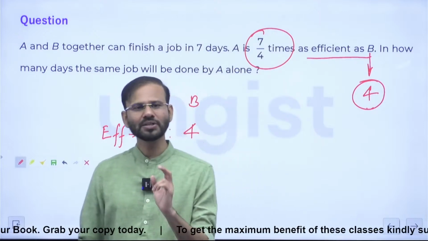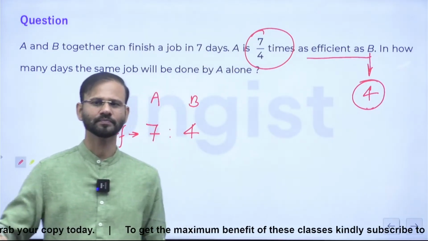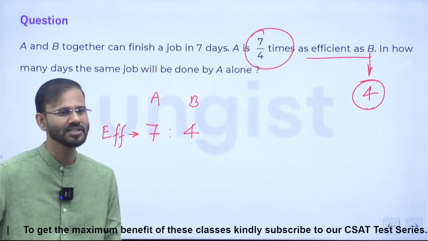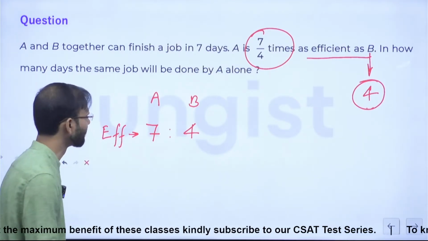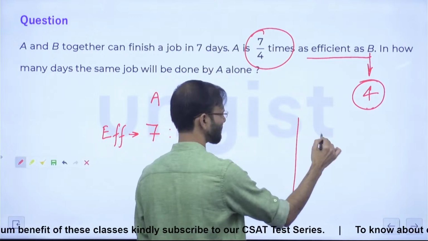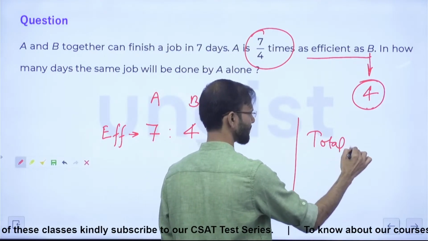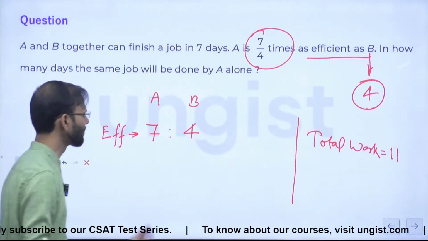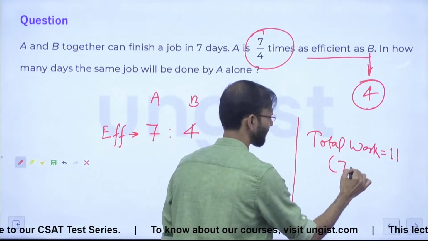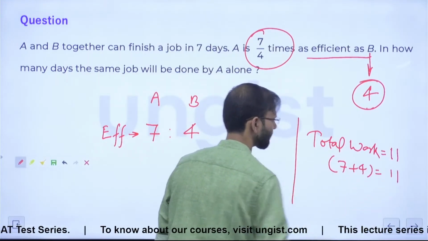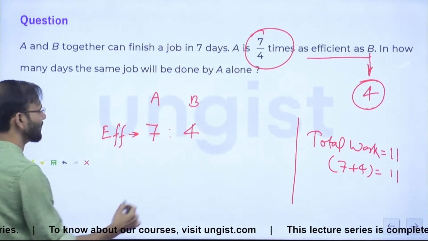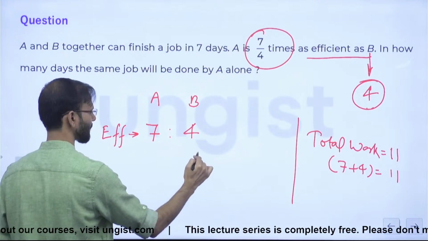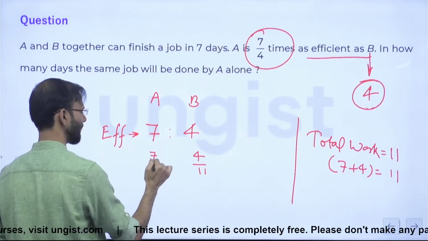Now, what should be the total work? 11, which is 7 plus 4. The total work we should assume as 7 plus 4, which is 11. Okay, let me write it like this: 7 plus 4, 11. Fine. After that, B will be doing 4 by 11, and A will be doing 7 by 11.